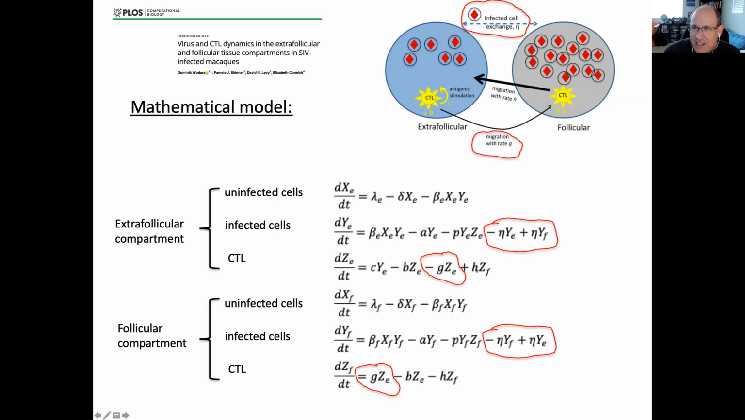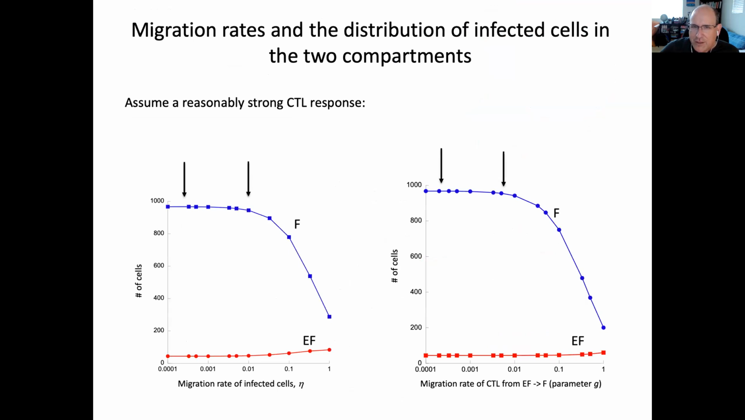So we've got this migration rate eta, which is the exchange rate of infected cells, and the migration rate G, which is the slow migration of CTL from the extrafollicular to the follicular compartment. And we're going to be playing with those rates and exploring how they influence things. And we don't really know what their parameter values are because they have not been measured in vivo. We don't have numbers. We don't have rates. So how does the system behave depending on these parameters? And so here we vary the migration rate of infected cells eta, and on the right hand side we vary the migration rate of CTL from extrafollicular to follicular compartment, which is the parameter G.